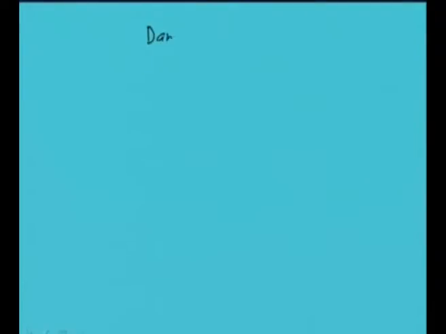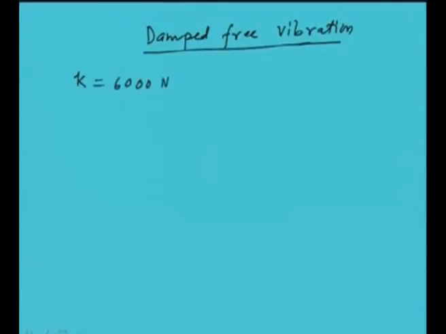We are dealing with damped free vibration, and let us take one example in which the system has a stiffness of 600 Newton per meter, and the critical damping constant of the system is 0.3 Newton second per millimeter, and the damping ratio, which is the damping coefficient divided by the critical damping, is 0.3.